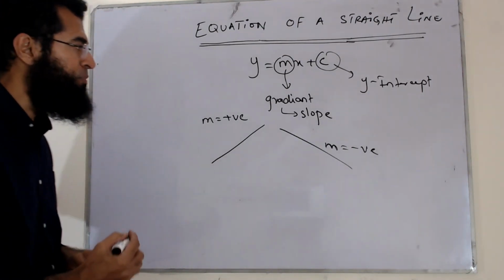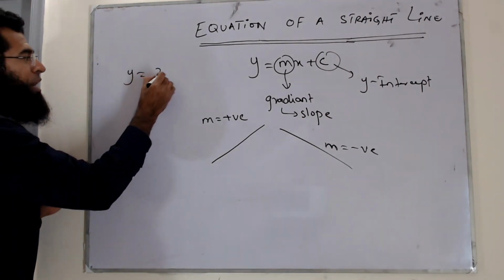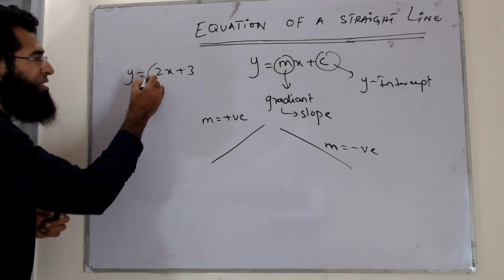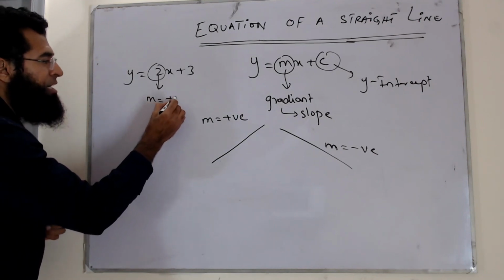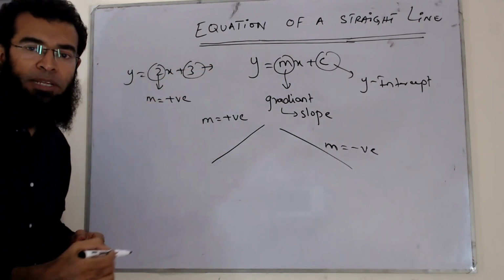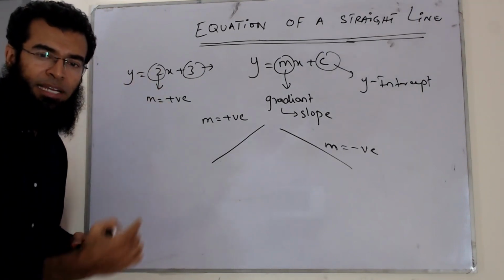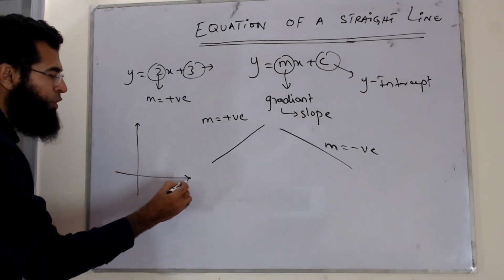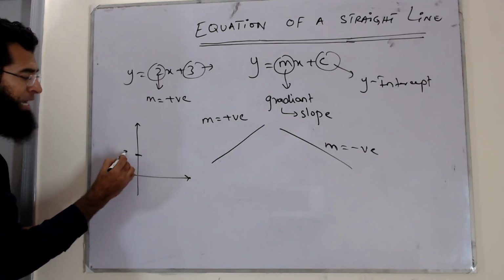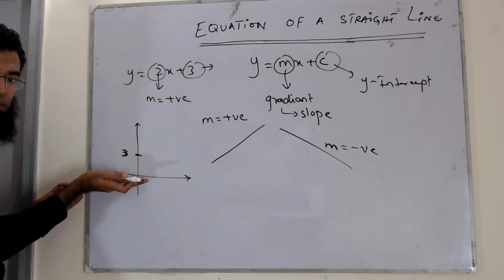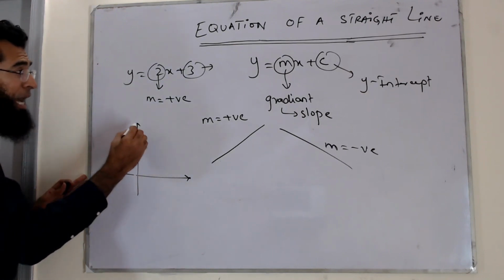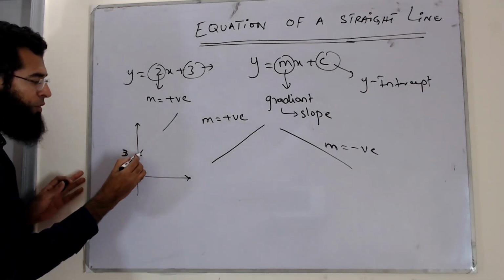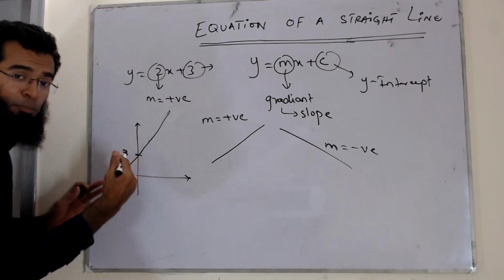Let's further discuss this. For example, if a line has the equation y equals 2x plus 3, what sort of line is this? We can see the gradient is positive, and the y-intercept is also positive, where the line intercepts the y-axis. If you want to draw a rough sketch of this line, the y-intercept is positive, so the intercept would be above the x-axis. And the gradient is positive, so as you move towards the right, the line will be sloping upwards.